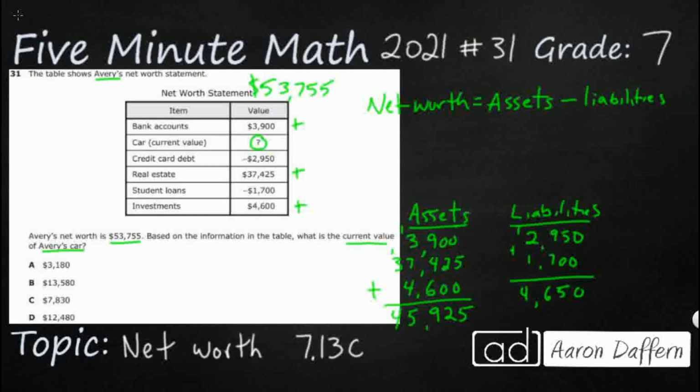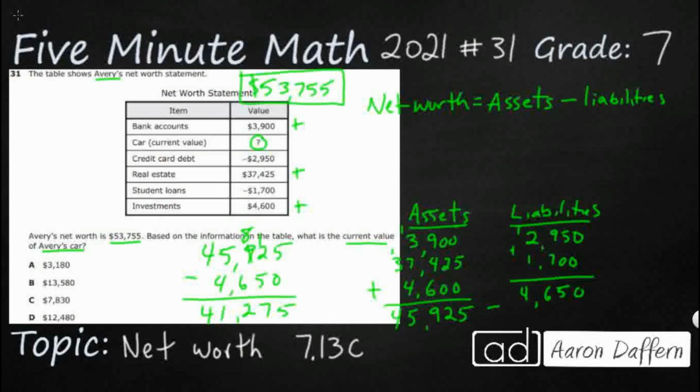All right, so let's see what we have right here. If I were to just take my current assets and my liabilities and subtract the two, I'm going to get $45,925 minus $4,650. So if I'm not including my car, my net worth is going to be those two subtracted from each other. It's 5, 7, 2. All right, so $41,275. But they already gave us that right there.